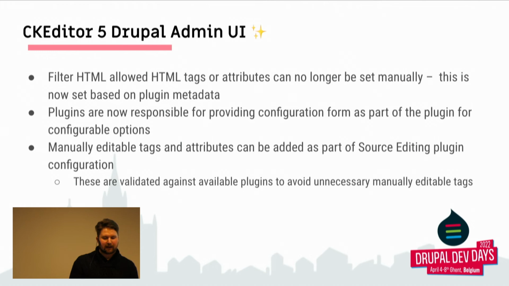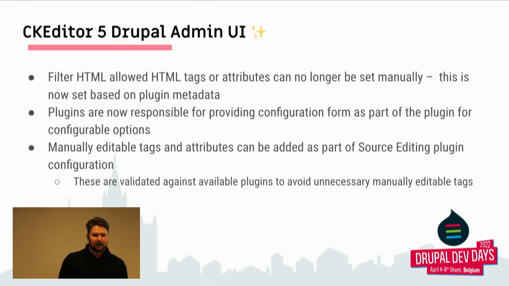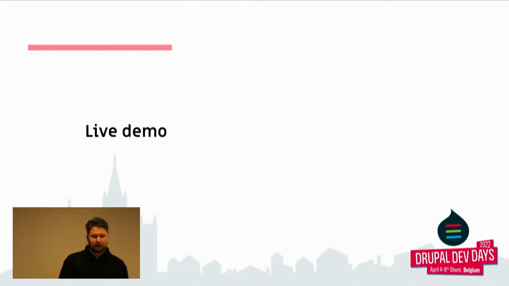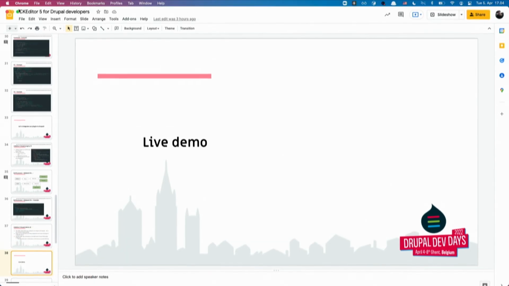If you have manually editable tags or attributes, those can be added as part of the source editing plugin with a similar experience as previously with the filter HTML. So if you want to have manually configurable elements, that is still possible with the source editing. And we have integration for that, which allows you to configure the HTML elements and attributes that you want to be editable there. So now let's take a look at how all of this works together.